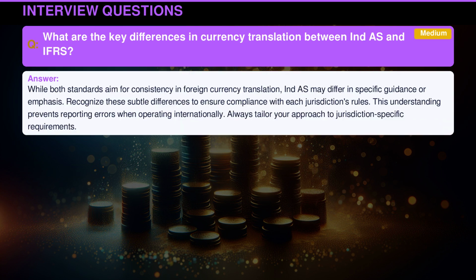While both standards aim for consistency in foreign currency translation, Indian accounting standard may differ in specific guidance or emphasis. Recognize these subtle differences to ensure compliance with each jurisdiction's rules. This understanding prevents reporting errors when operating internationally. Always tailor your approach to jurisdiction-specific requirements.